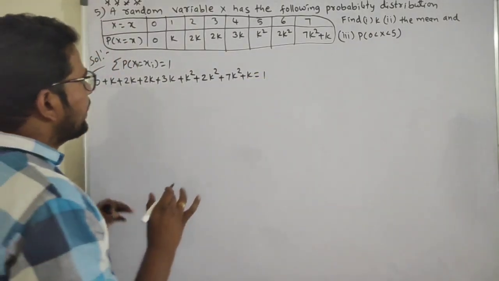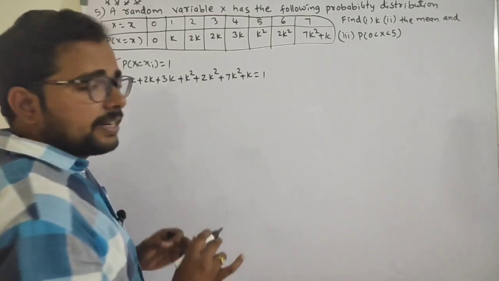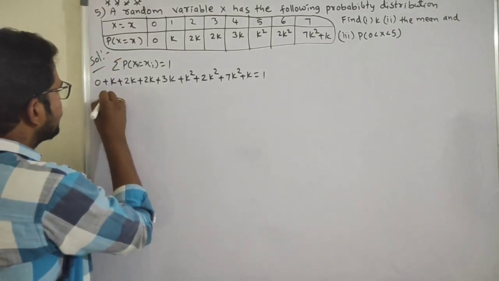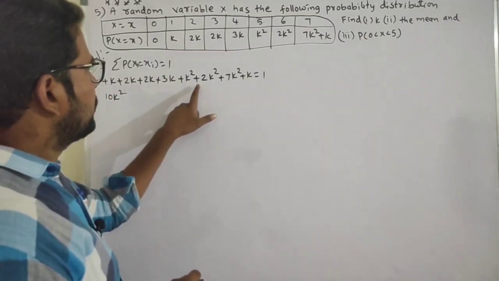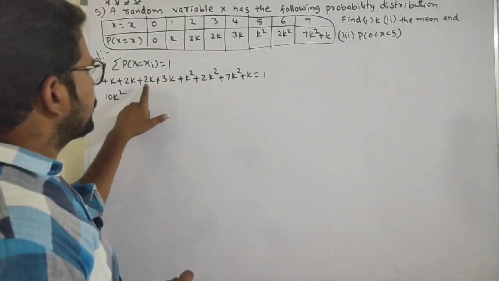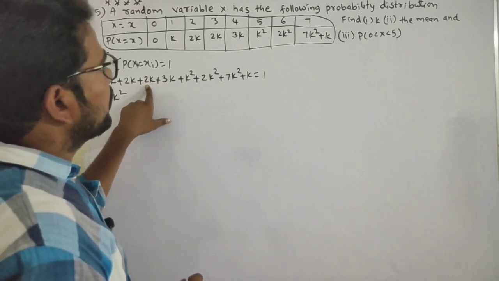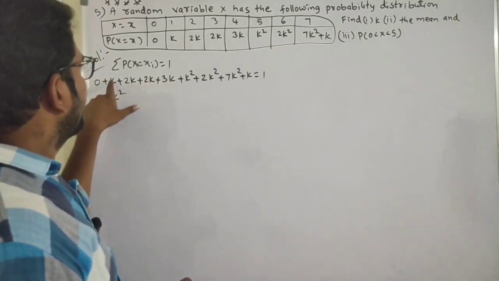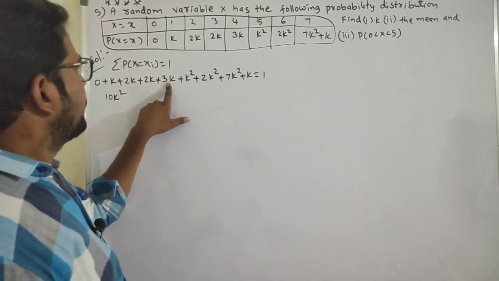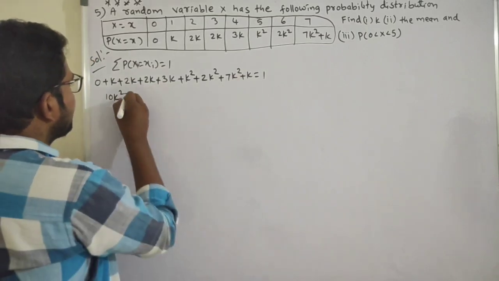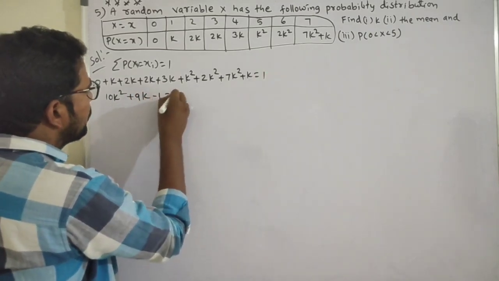So add like terms: 7k square plus 2k square plus k square is 10k square, and k terms 3k plus 2k is 5k, plus 3 plus 8 is 9k. Moving 1 from the right side to the left side it becomes minus 1, equal to 0.